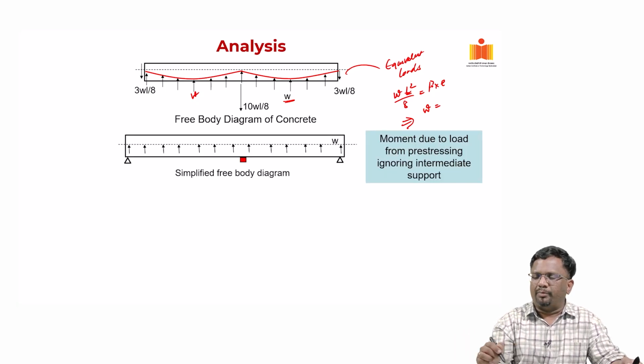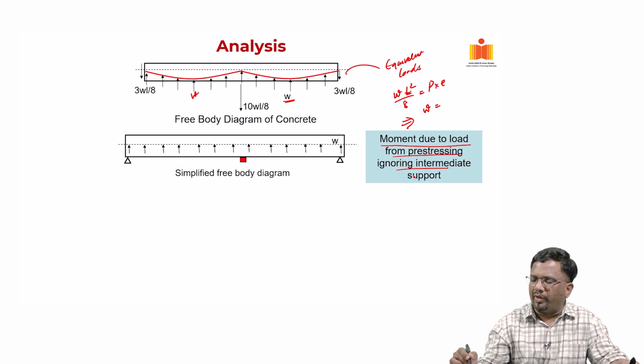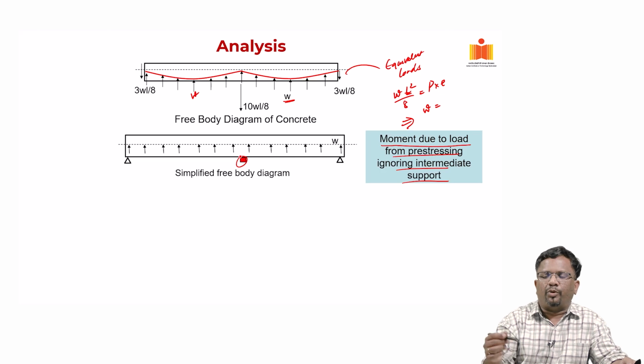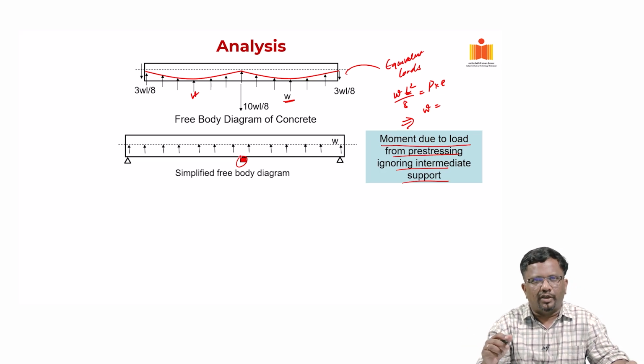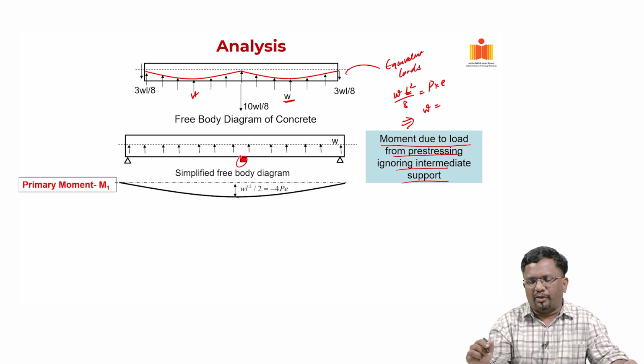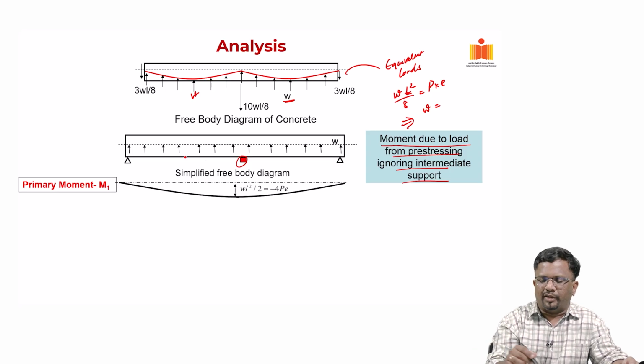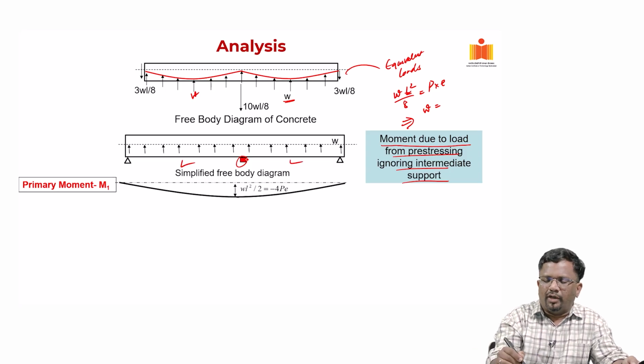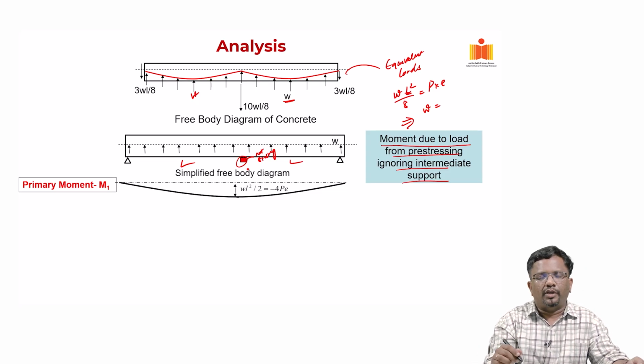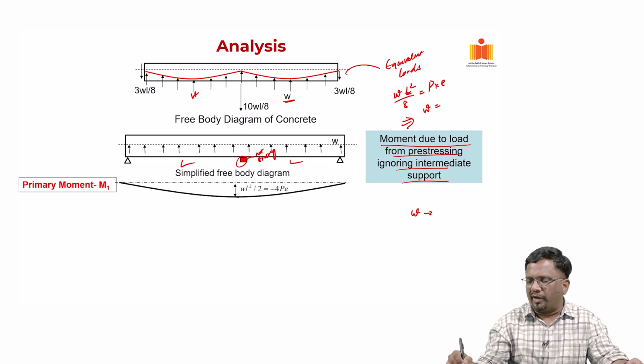Now, the simplified free body diagram. What we are saying here is, you are going to calculate the moment due to the load from pre-stressing, ignoring the intermediate support. So, that means what? Assume that this support is not existing, though it is there, and then you calculate the primary bending moment. For example, this is the entire span, this is L and this is L, and assume that the support is not existing. So, now I have a load W acting over a span of 2L.